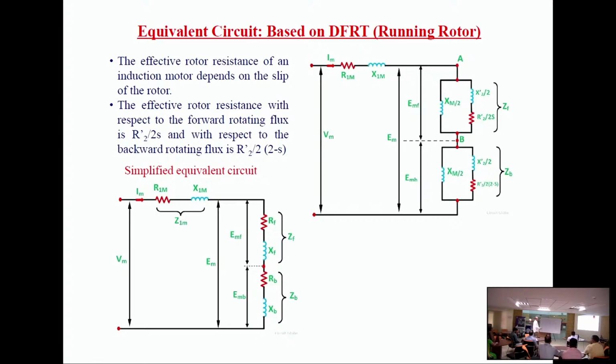For the backward field, divide by the backward slip. The forward slip is s, and the backward slip will be 2 minus s. So for forward, this is R2 divided by s by 2, and for backward it is R2 by 2 divided by the backward slip, that is, 2 minus s. That is what it means.